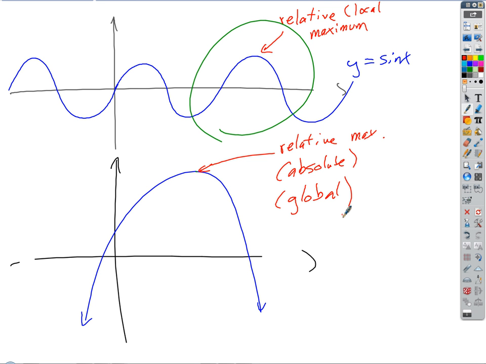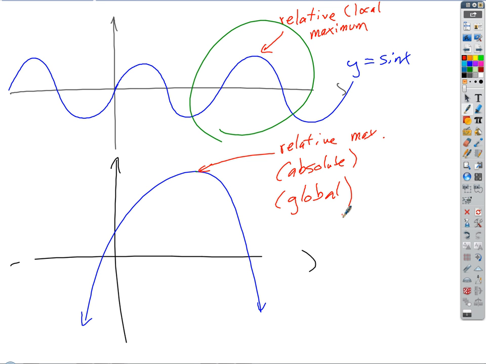So what differentiates an absolute and a global maximum? Say it again. What's the difference between an absolute and a global? We're going to get there. We're going to draw some more pictures. At this point, an absolute and a global are the same thing. We haven't found an example that breaks those apart yet.